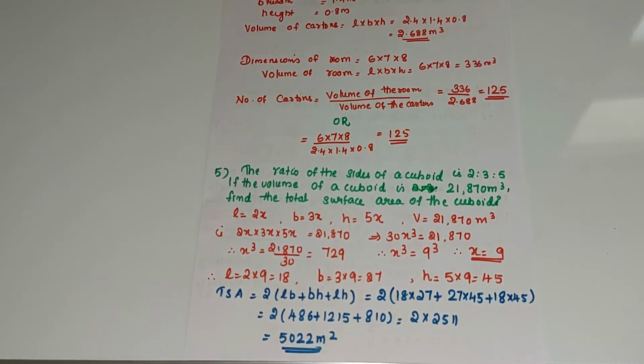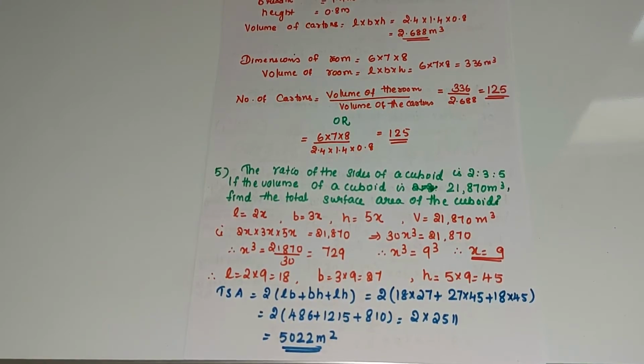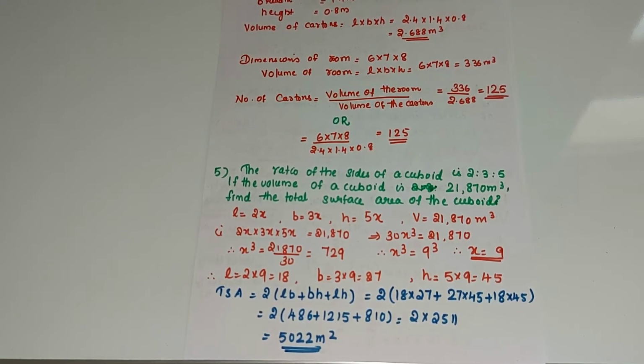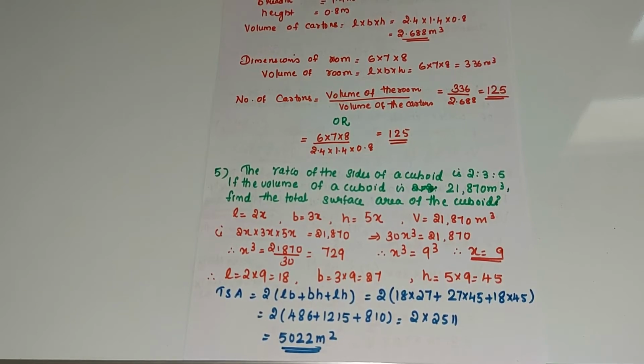21,870. Now first you find out what we have to find out, the value of x. So 2x into 3x into 5x equal to 21,870, and 2 into 3 is 6, 6 into 5 is 30. 30x cube equal to 21,870, and x cube equal to 21,870 divided by 30. We will get 729. We know that 729 equals 9 cube. So the value of x is equal to 9.